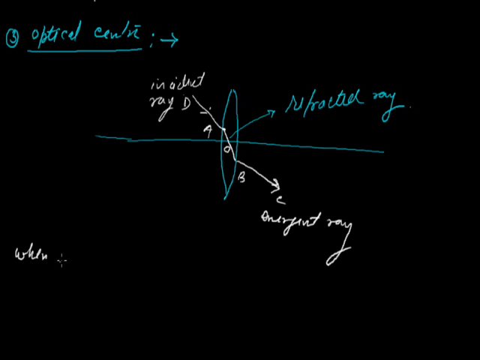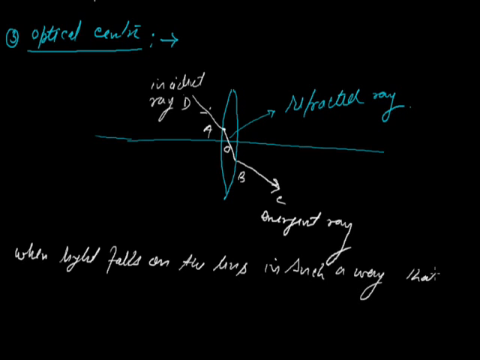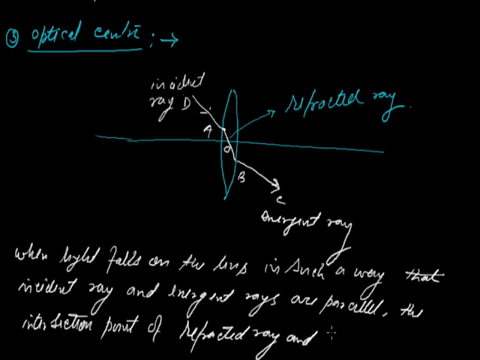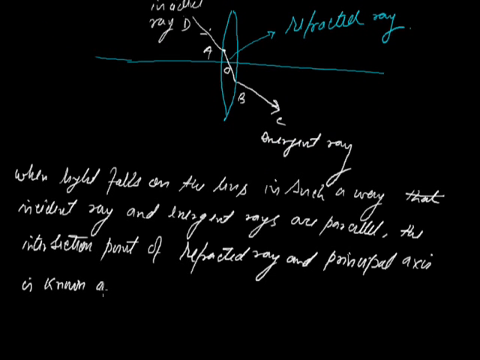When light falls on the lens in such a way that incident ray and emergent ray are parallel, then the intersection point of the refracted ray and principal axis is known as optical center. It is denoted by O.